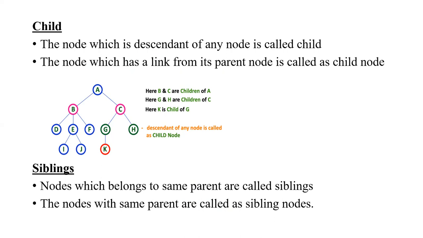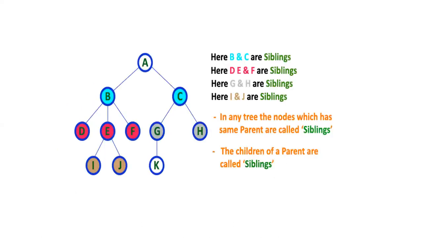Siblings. The nodes which belong to the same parent are called siblings. The nodes with the same parent are called as sibling nodes. So in the diagram, D, E, F are the siblings because all the three nodes have the same parent B. I, J are siblings because both of them have the parent E. G and H are siblings as they have common parent C. B and C are siblings. For them, the parent is A. So as I told you, D, E, F are siblings, G, H are siblings, B, C are siblings, I, J are siblings.